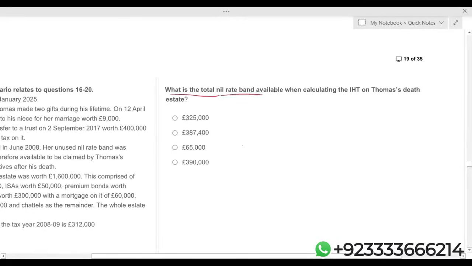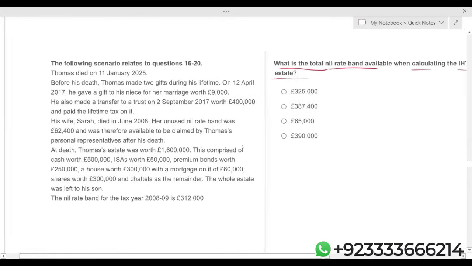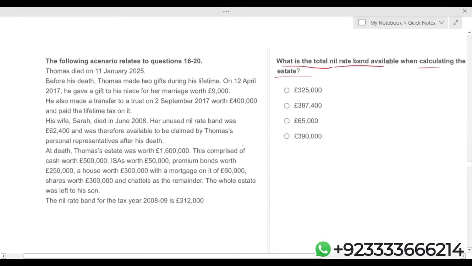What is the nil rate band available when calculating IHT on Thomas' death estate? What is the total nil rate band available? His wife Sarah died in June 2008. Her unused nil rate band was 62,400 and was therefore available to claim by Thomas' personal representative after his death.